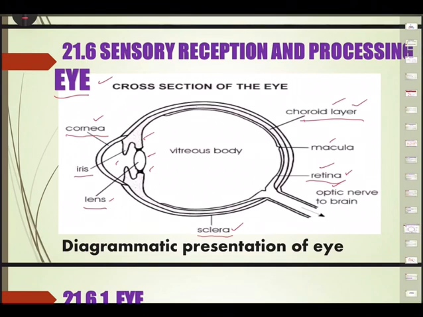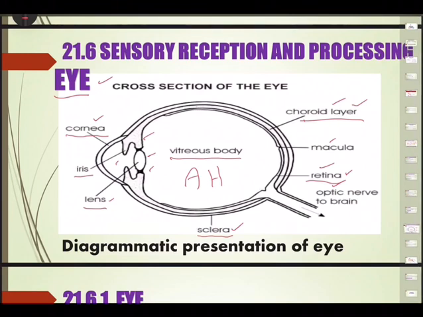The space between the cornea and the lens is filled with aqueous fluid. This contains a thin watery fluid called aqueous humor. It helps to maintain the shape of the front part of the eye. That is the function of aqueous humor. I will write it as aqueous humor. So this maintains the shape of the front part of the eye and provides nutrients to the lens as well as the cornea.